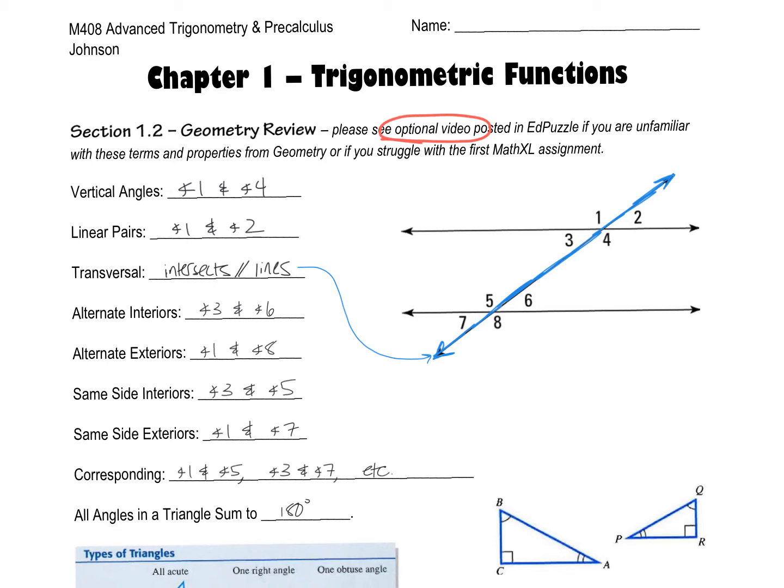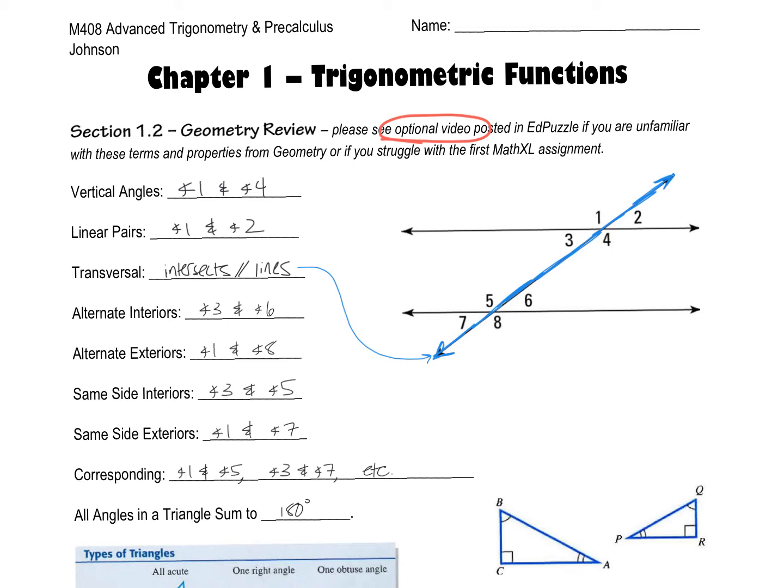Corresponding is the one that most people tend to forget. That to me means same position. If you look at this group of 4 angles up here, and I pick angle number 1, that is basically the top left of my group of 4. So I'm going down here. What else is in the top left up here? That would be angle 5. Those two are in the same position, angle 1 and angle 5, same position of the group of 4. So that's my first option here.